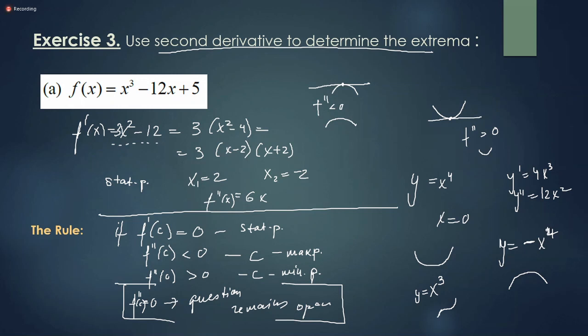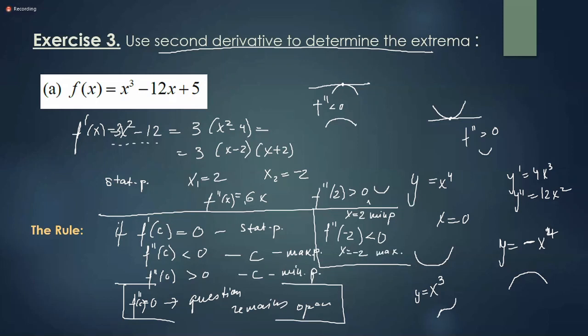So this means f second derivative at 2 is positive and the function is concave up. So this means 2 is a minimum point. So x is 2 is a minimum point. And the second derivative at minus 2 is less than 0, negative, because it's minus 12, right? So this means that x is minus 2 is a maximum point.